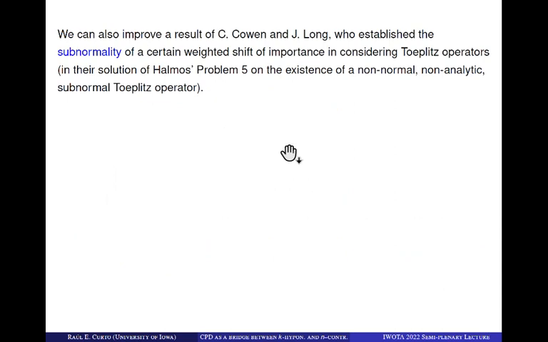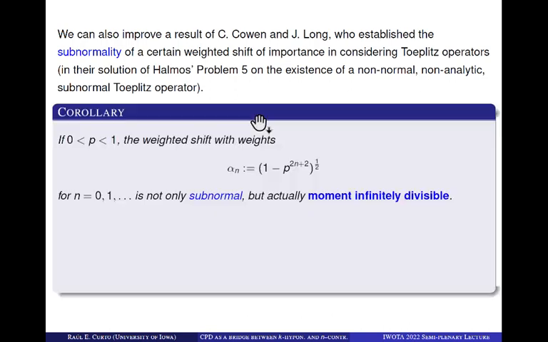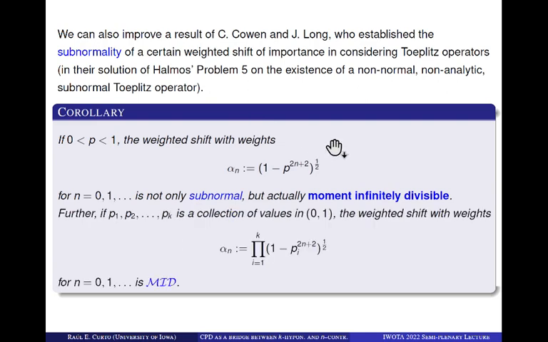We can also improve on a result of Cohen and Long, who established the subnormality of a certain weighted shift of importance in considering Toeplitz operators. This is their solution of Halmos problem 5 on the existence of a non-normal, non-analytic subnormal Toeplitz operator. Concretely, the weighted shift that they consider was not only subnormal, but actually moment infinitely divisible, much better than that. And if you multiply several of these, you still get MID.